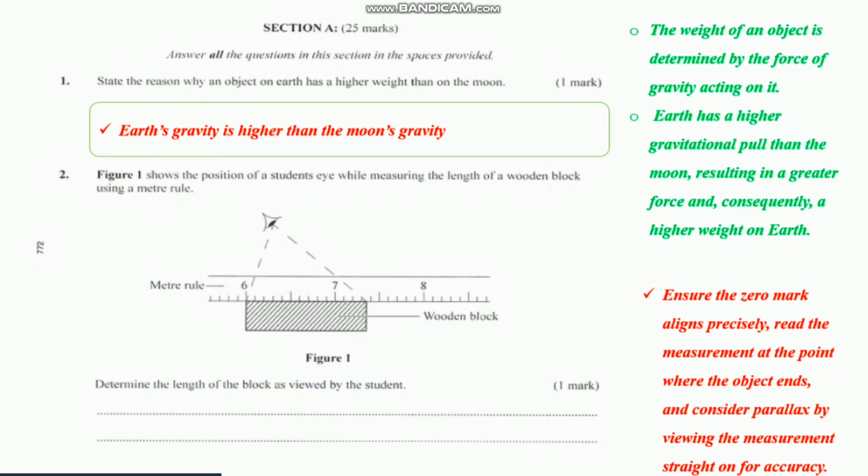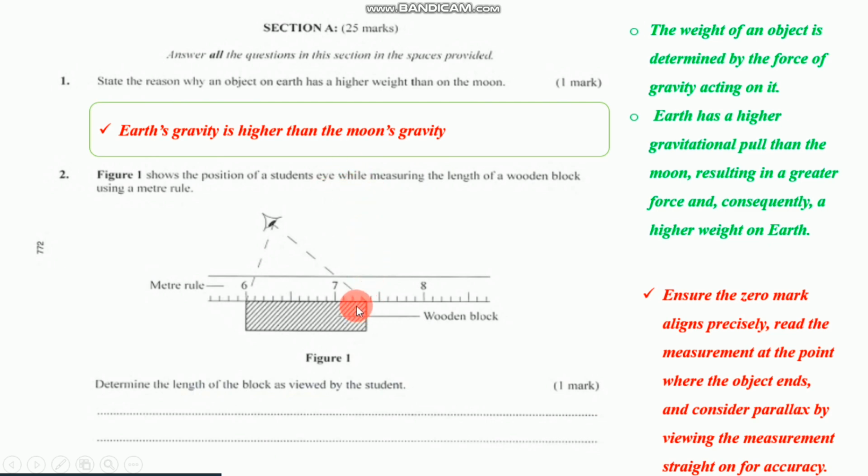Also, you should read the measurement at the point where the object ends. You should read the reading perpendicular to where the object ends. That should be the reading of the meter rule. Also, you should consider parallax by viewing the measurement straight for accuracy. Parallax involves viewing. For example, if we look at this eye of the student, this is parallax. It is going to give an incorrect measurement because it is not straight from this point to where the object ends.